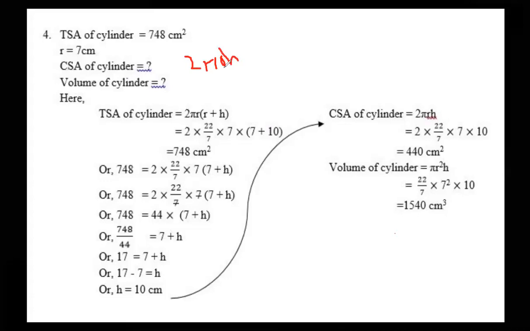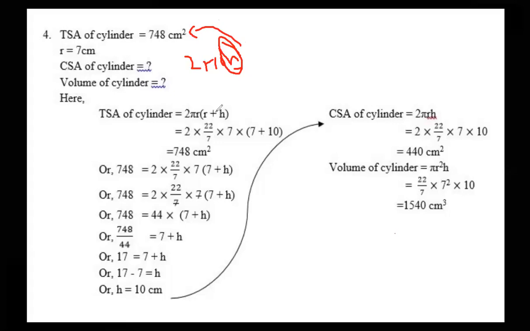So do you have all the values or not? Do you have the radius? Yes, sir. Okay, radius is 7 centimeter. Do you have the height? No, sir. So where can we find this height from? From the PSA. We need to find the height first from the given PSA. After getting the height, we need to find the CSA and volume. It is not difficult, let us see.